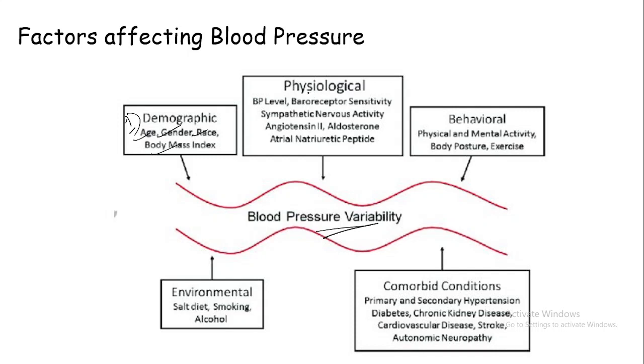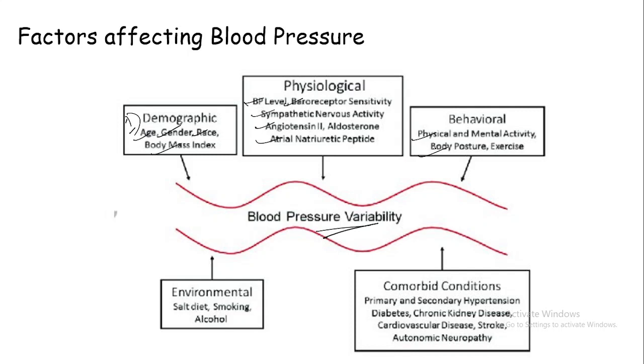Next, physiological condition: the BP level, baroreceptor sensitivity, sympathetic nervous activity, angiotensin 2, aldosterone, natriuretic peptide. These are all the hormones that regulate blood pressure. Behavioral: physical and mental activity, body posture and exercise. These things also result in varying blood pressure.